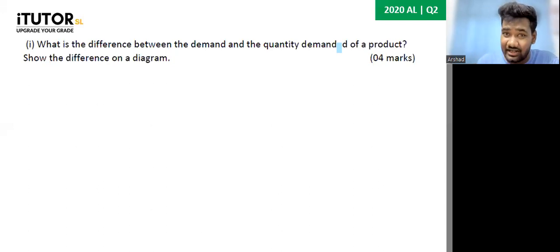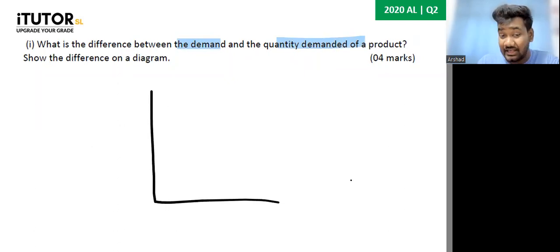What is change in quantity demanded? When the price changes, movement along the curve. That is not what they are asking in this question. They are not asking change in demand, change in quantity demanded. They are asking for the difference between demand and quantity demanded. We did this in the past time as well. So, what is the difference between demand and quantity demanded?